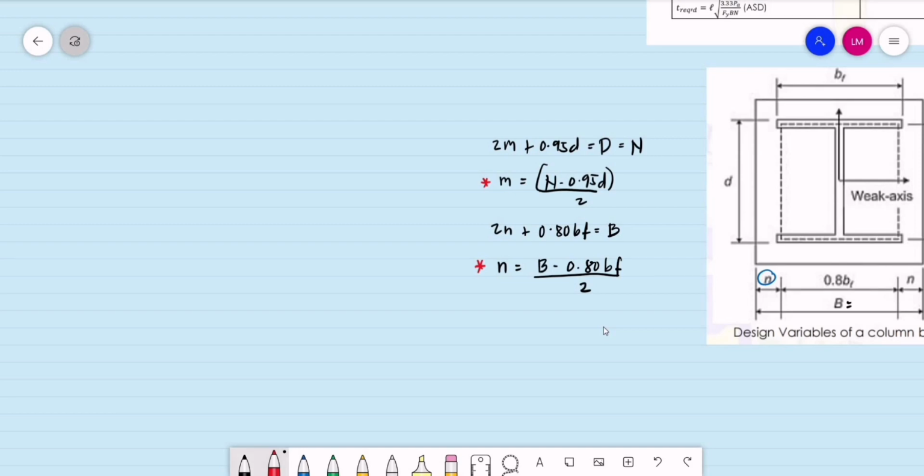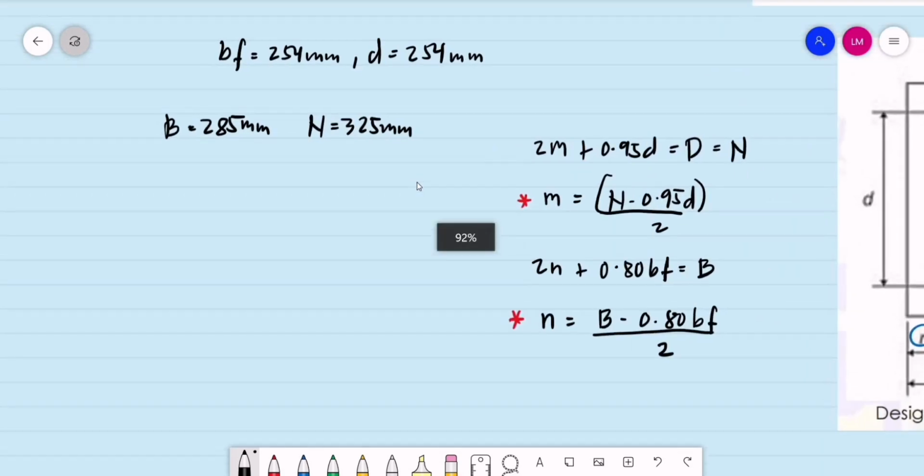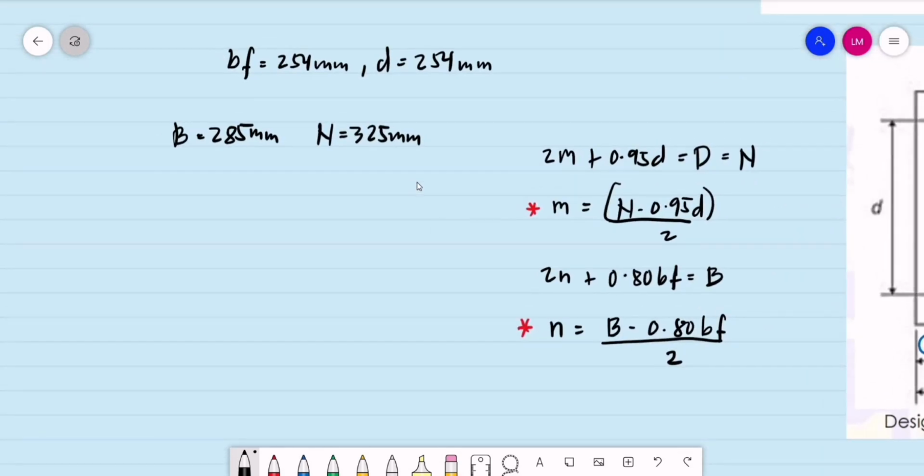So a while ago we have the value of B equal to 285 millimeters, and the value of N equal to 325 millimeters. And for our wide flange, the value of B sub F is 254 mm. The same with the depth of the wide flange, 254 millimeters. Okay, so we are now ready to compute for the value of M and the value of N.